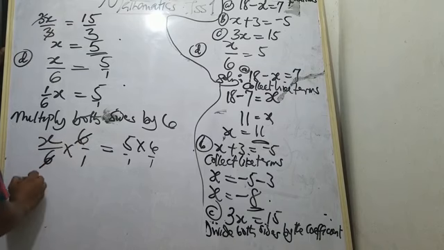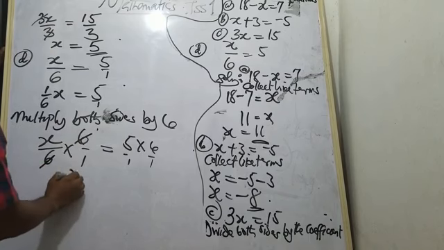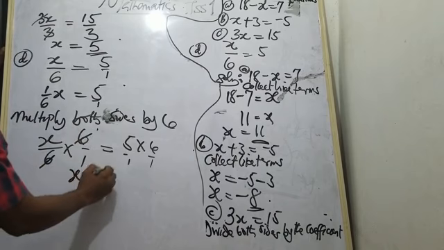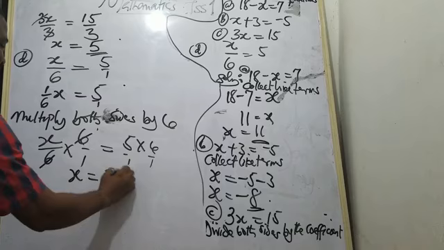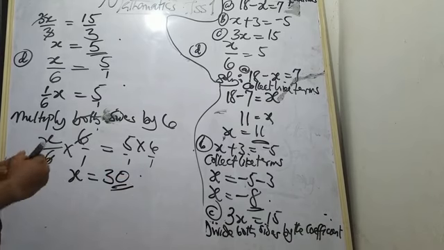6 cancels 6, you have 1. So what do you have left? x to be equal to what? 5 times 6 is what? 30. Hence, the final answer.